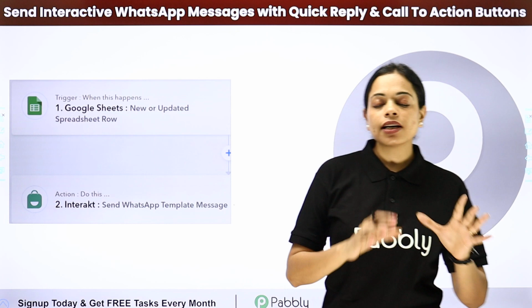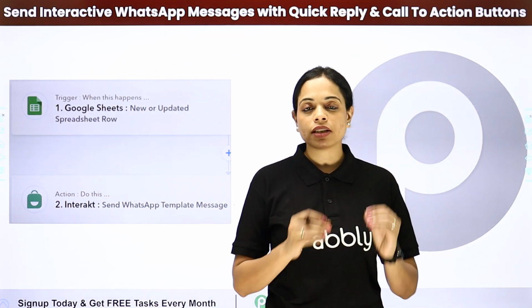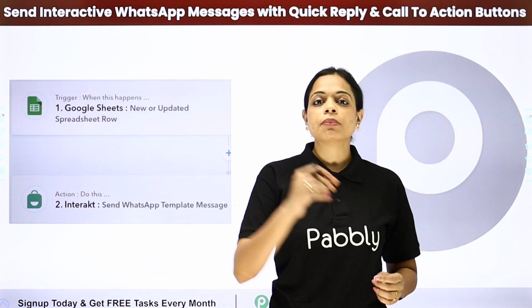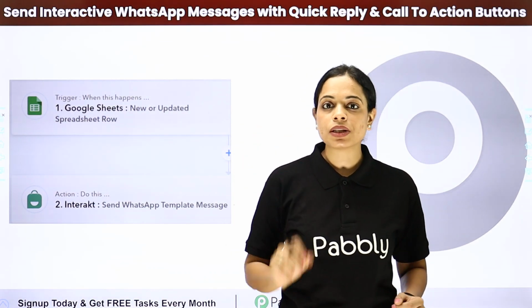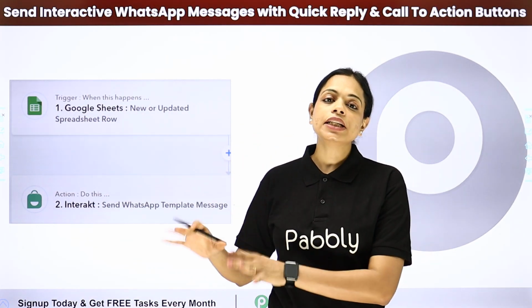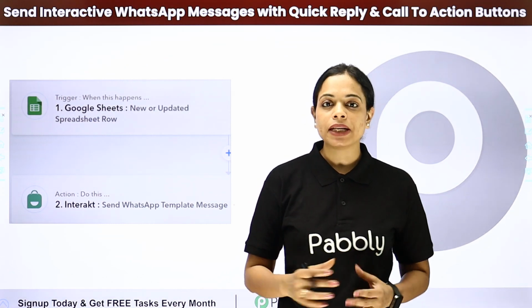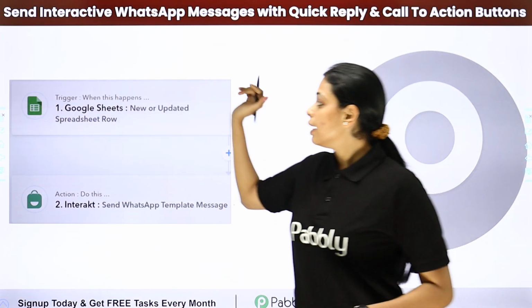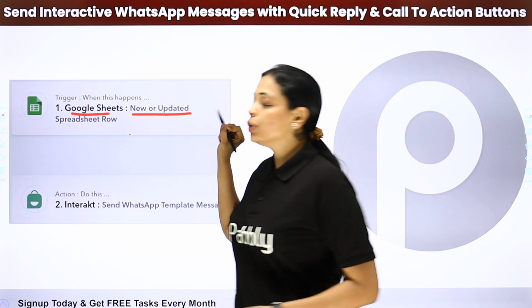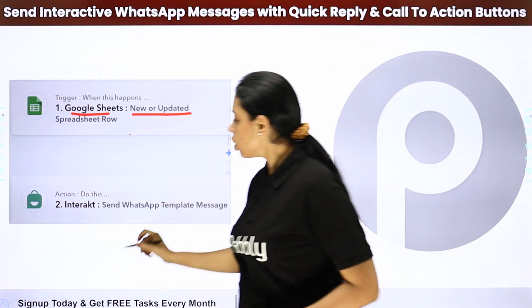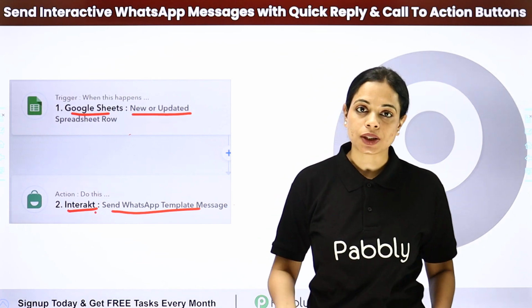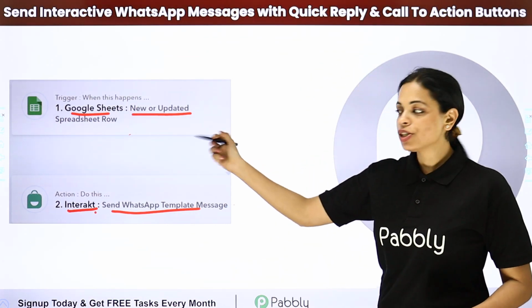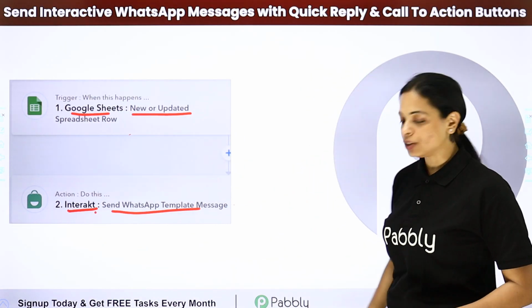Call to action buttons are really in these days. You must have seen in your WhatsApp message, every time there is a promotional message, you have these little call to action buttons. You just have to press on them and they will directly lead you to the website so that you can make the purchase. So here in your Google Sheet, every time a new row is added, automatically through Interact, a WhatsApp message would be sent to the user. So your trigger application is Google Sheet and your action application is Interact.